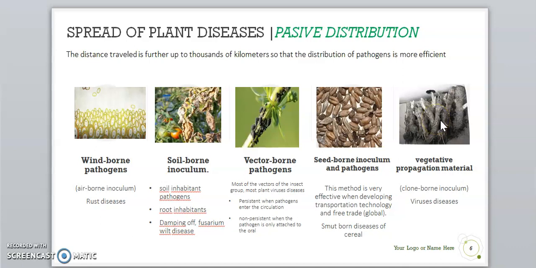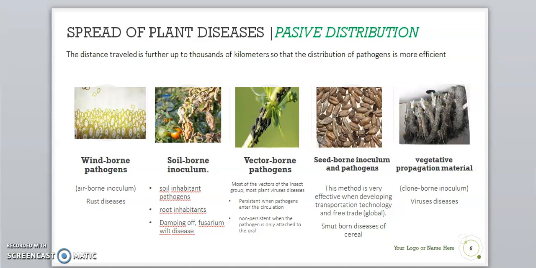passive distribution can happen by vegetative propagation material, like this. This is maybe what we say cassava, and then in transportation, we send it to another country or another region. It's very dangerous too in the global condition. Okay, this is passive distribution.